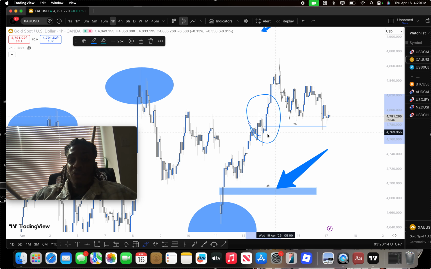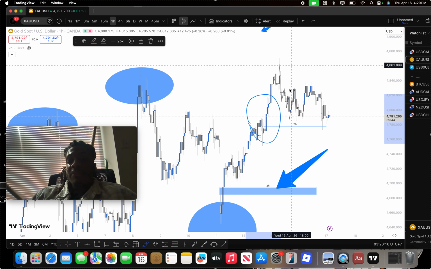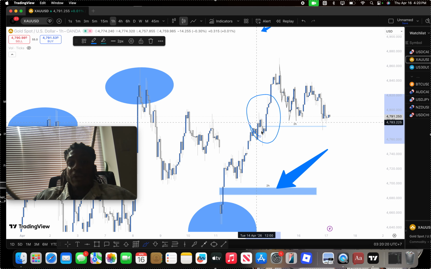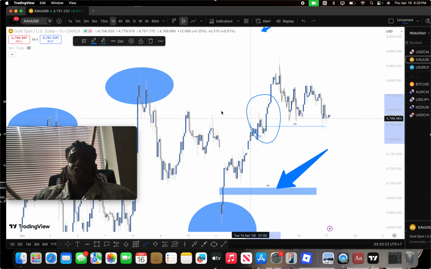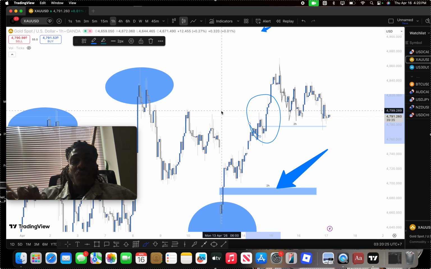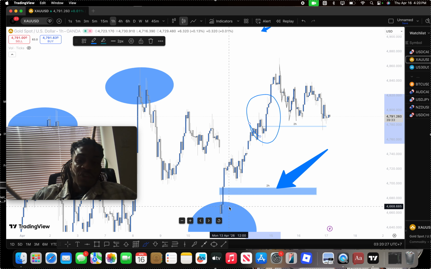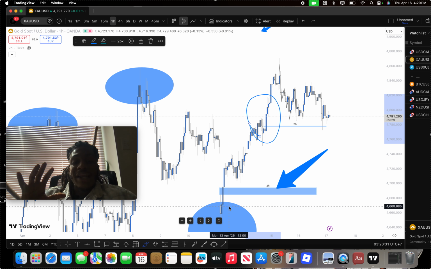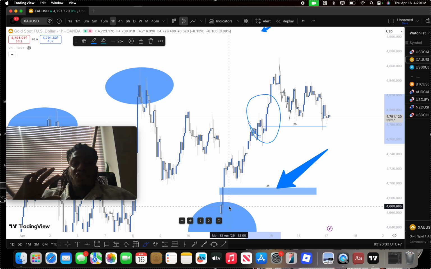You see that little movement there when price just shot up again? That means that price has even more demand. And so usually when that happens, I'll trade my most recent demand zone rather than the one on the bottom. So when I'm trading gold, it's a little bit different because when there's a lot of demand in the market in gold, it will just keep going up.